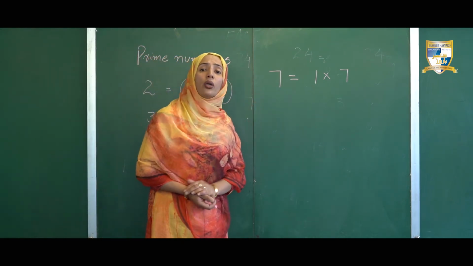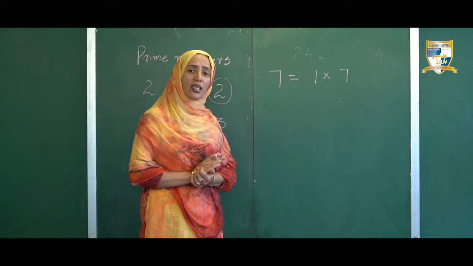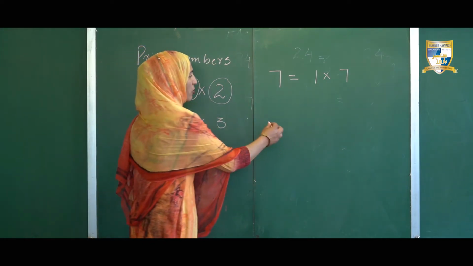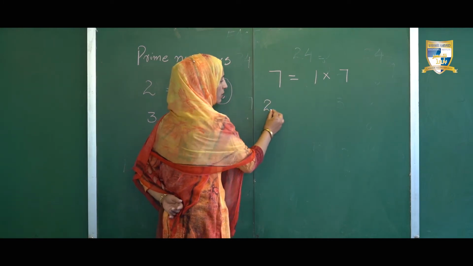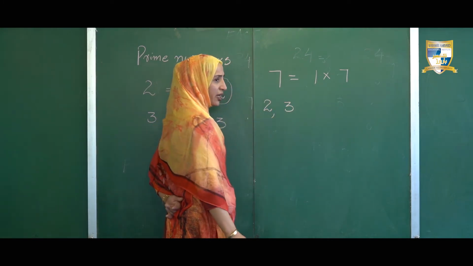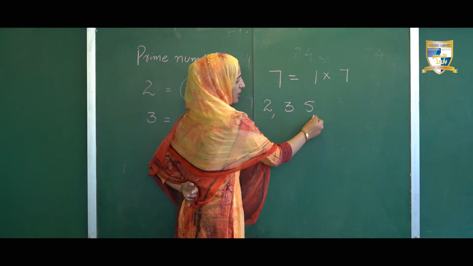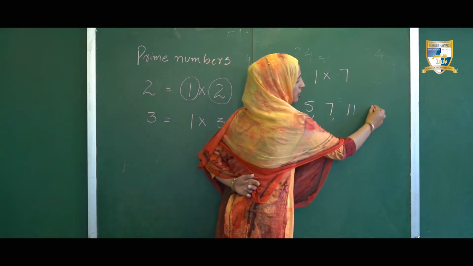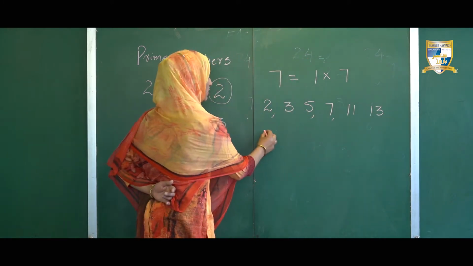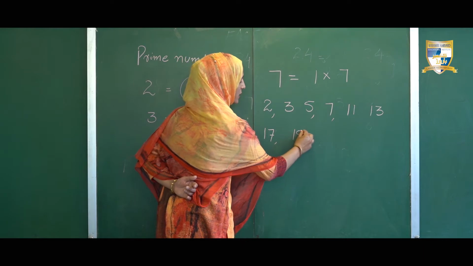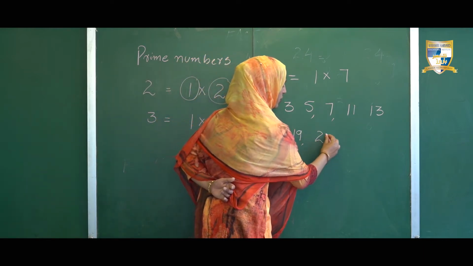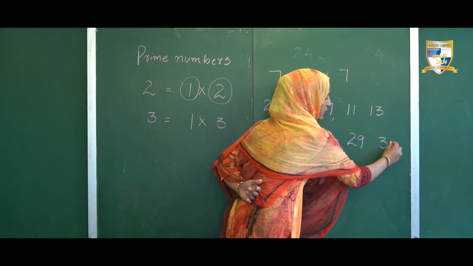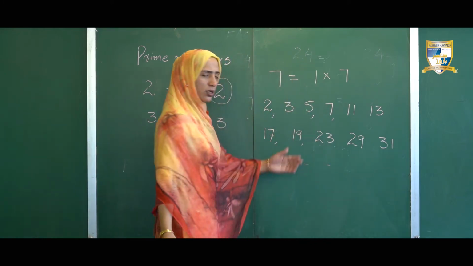So, for prime numbers, there is no other possible combination other than 1 and the number itself that can express the result. Let's have a look at these prime numbers. I'll write some of the prime numbers over here. The first prime number is 2. The second prime number is 3. After 3 we have 5. After 5 we have 7, 11, 13, 17, 19, 23, 29, 31. These are some of the prime numbers.